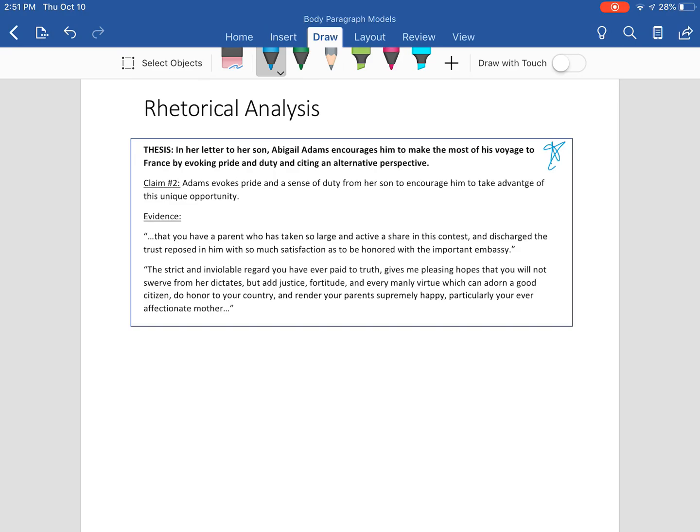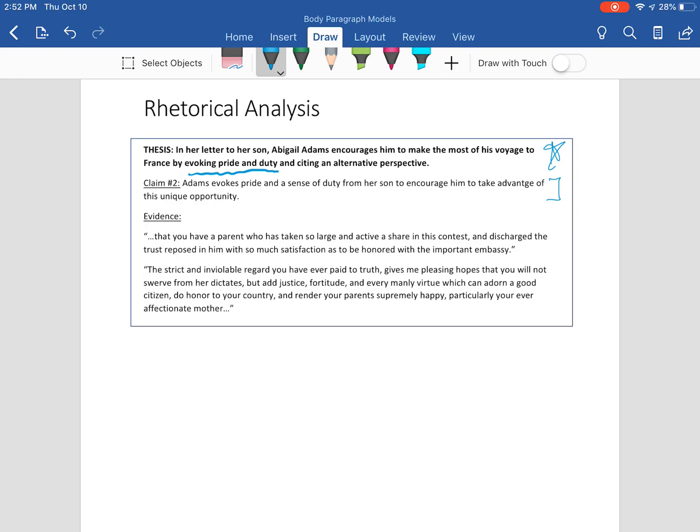So it says, in her letter to her son, Abigail Adams encourages him to make the most of his voyage to France by evoking pride and duty and citing an alternative perspective. So I wrote the mode of development as a statement. So these are the assertions that we were working on in class, right? Where I have my actor, so my who, my how, and my why. So let's look at that.